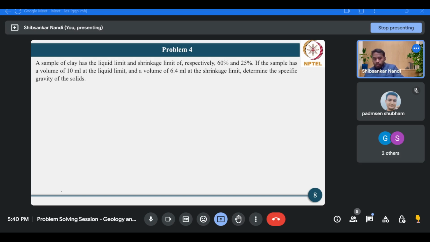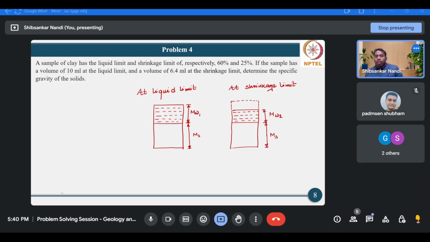So this is the three-phase representation of the soil sample corresponding to its liquid limit and shrinkage limit. Okay, so as you know that at liquid limit, the entire mass will be contributed by only the mass of water and the mass of solids.